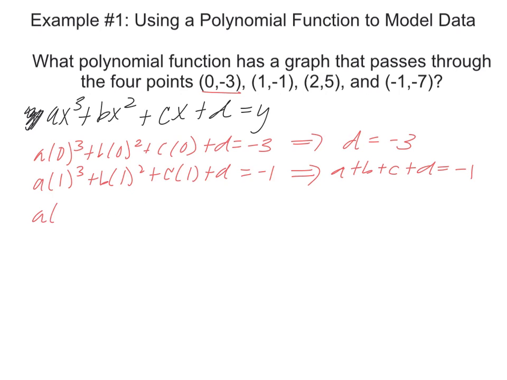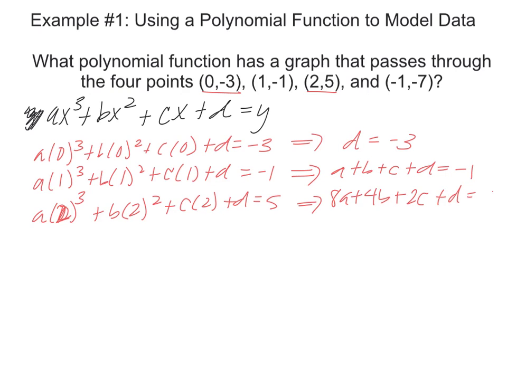Alright, so a times 0. No, I was right. 2 cubed, because we're talking about the third point. So 2 cubed plus b times 2 squared plus c times 2 plus d equals 5. And so that one will be 8a plus 4b plus 2c plus d equals 5.